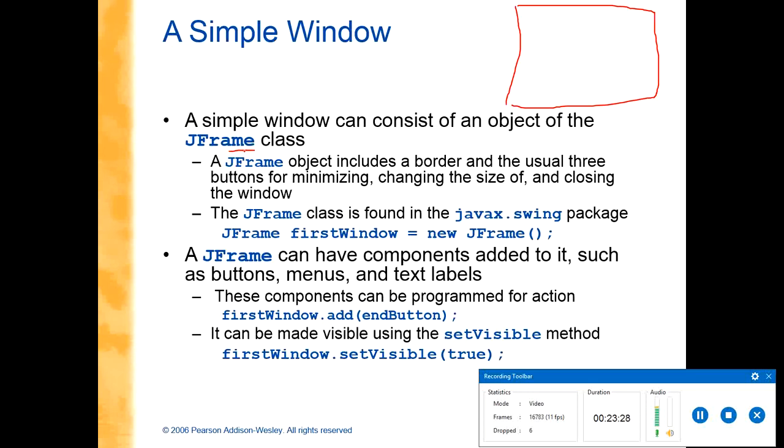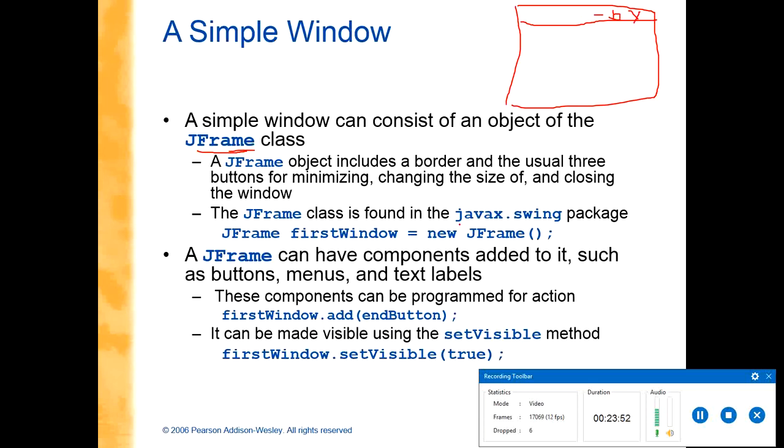So the frame is an object of the JFrame class. It belongs to the JFrame class. JFrame object includes a border and the usual 3 buttons. So what will this frame include? It will include a border and the usual 3 buttons at the top: minimizing, maximizing, and closing.